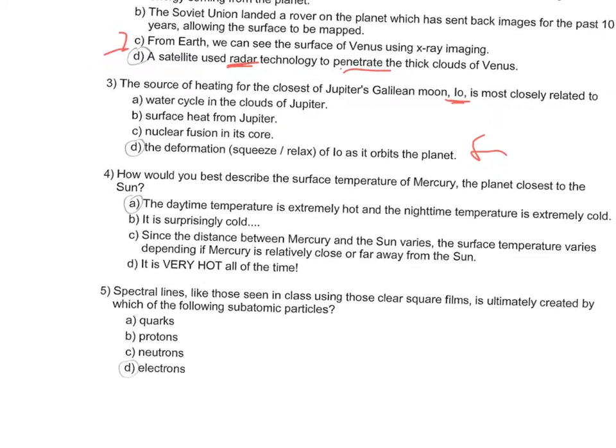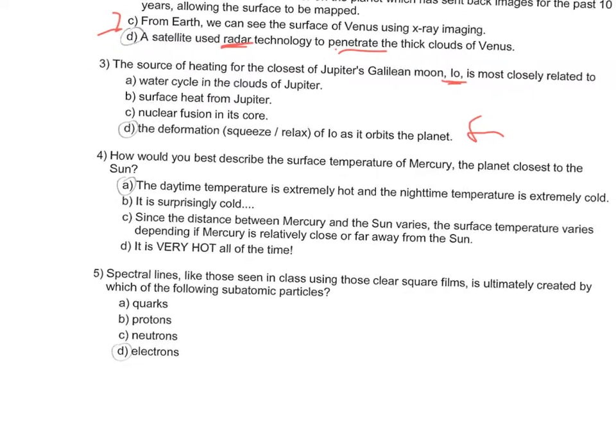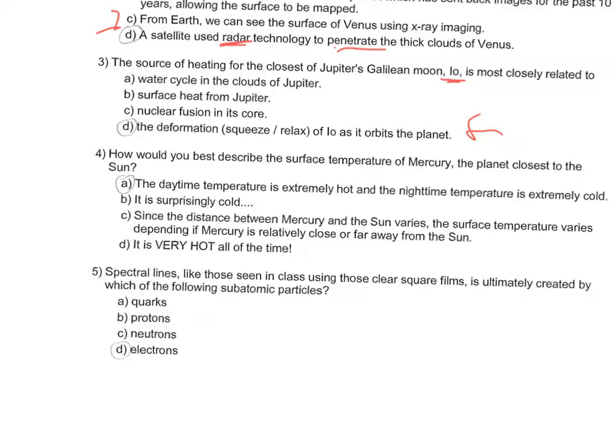Question 4, how do we describe the surface temperature of Mercury? The answer there is extremes. The daytime side of Mercury is very hot, but the nighttime is extremely cold. Remember, because it has no atmosphere and it rotates so painfully slow. The last question on this page was about spectral lines, which we're going to revisit when we talk about stars in general. What creates those spectral lines are electrons transitioning. We get bright spectral lines and dark spectral lines.